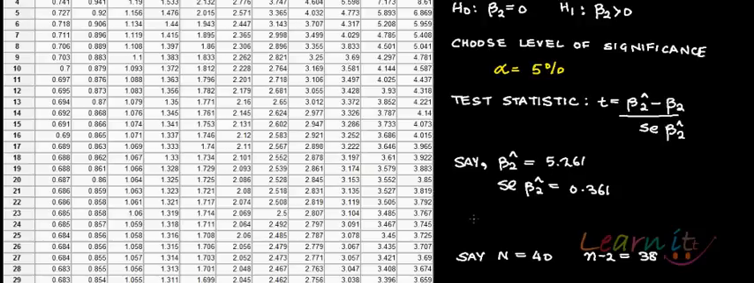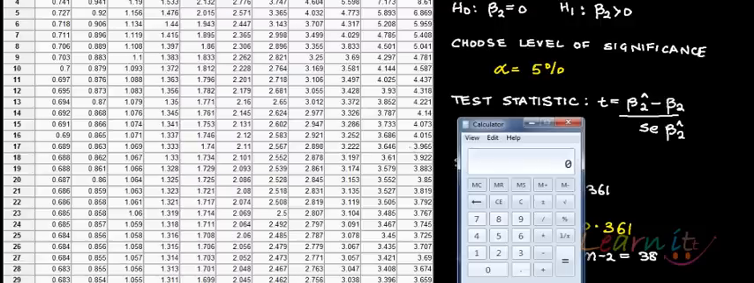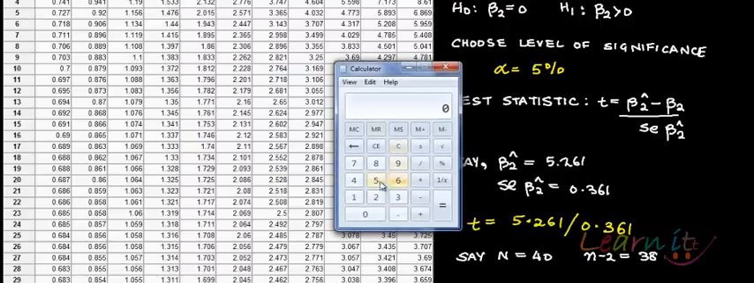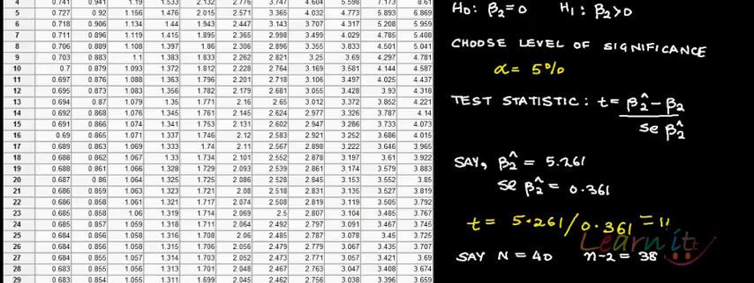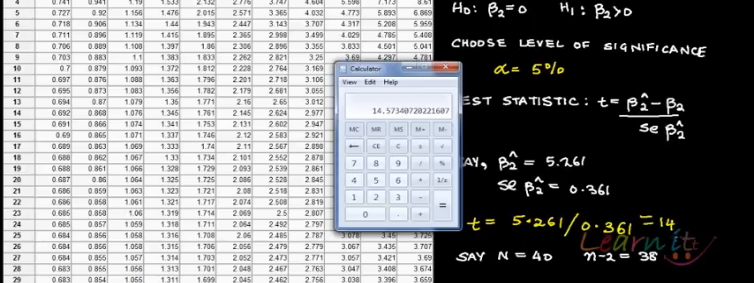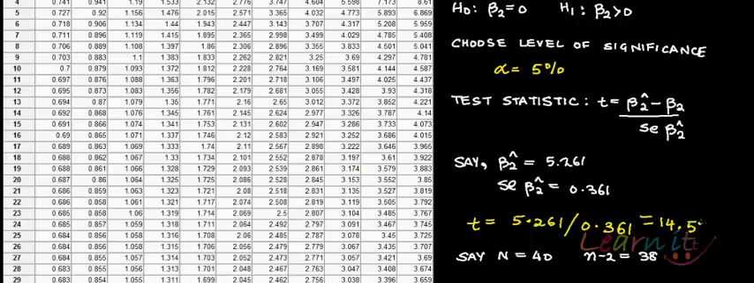So let's find out t. Your t is basically 5.261 minus beta 2, which is equal to 0, divided by 0.361. So well, let us use a calculator here. So it should be 5.261 divided by 0.361, which is equal to 14.574. Okay, let's say 14.574 approximately.